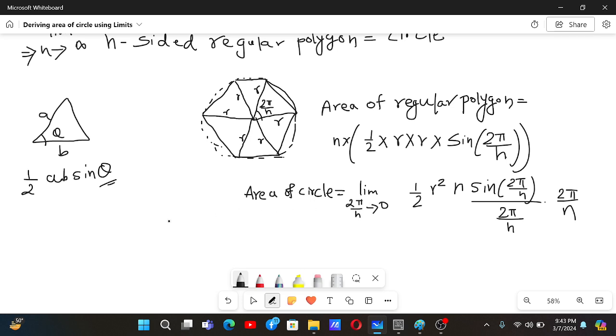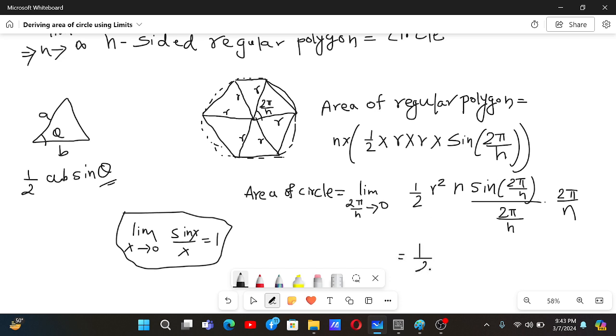And now we know that the limit as x tends to 0 of sin x by x is actually 1. So using this property, this limit over here is actually 1. That's why we have 1 by 2 times r squared times n times 1 times 2 pi by n. The n over here cancels out, and 2 also cancels out, which leaves us with pi r squared.